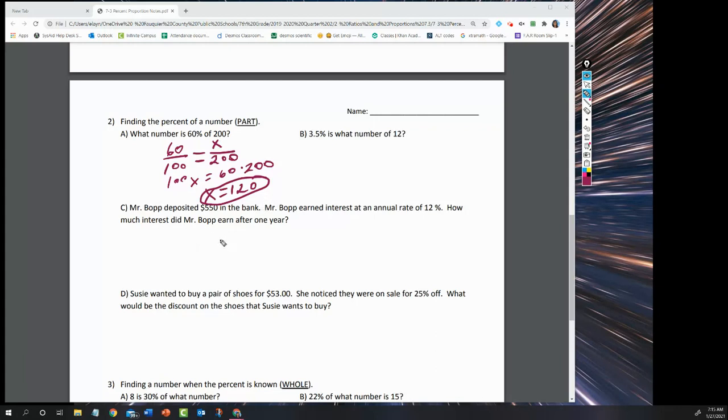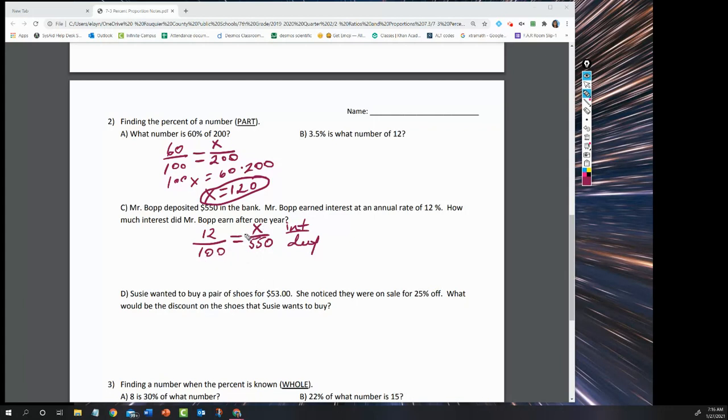Mr. Bob deposited $550 in the bank. Mr. Bob earned interest at an annual rate of 12%. How much interest did Mr. Bob earn after 1 year? So I look for my percent first, which is 12%. I'm going to turn that into my first ratio, 12 over 100. That's equal to, what is the part? The part is the interest, and the whole amount is the deposit. So it says here that we want to know what the interest is. That's going to be our variable x, and the $550 is the entire amount.